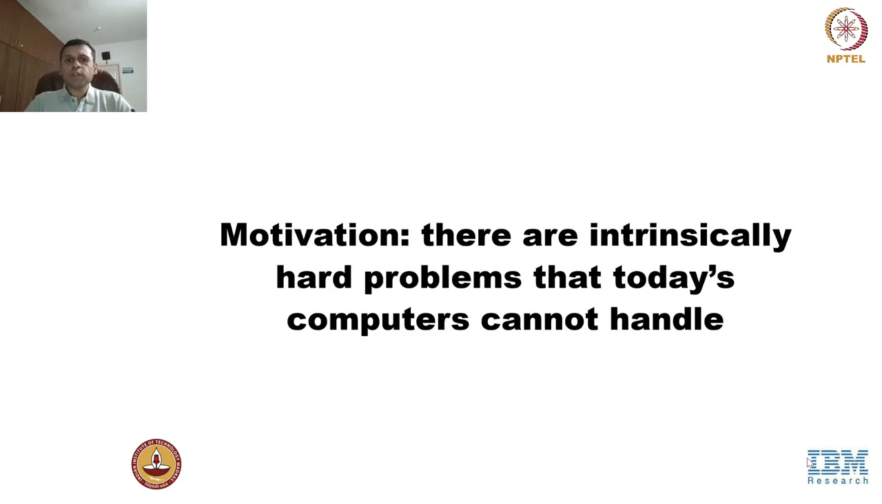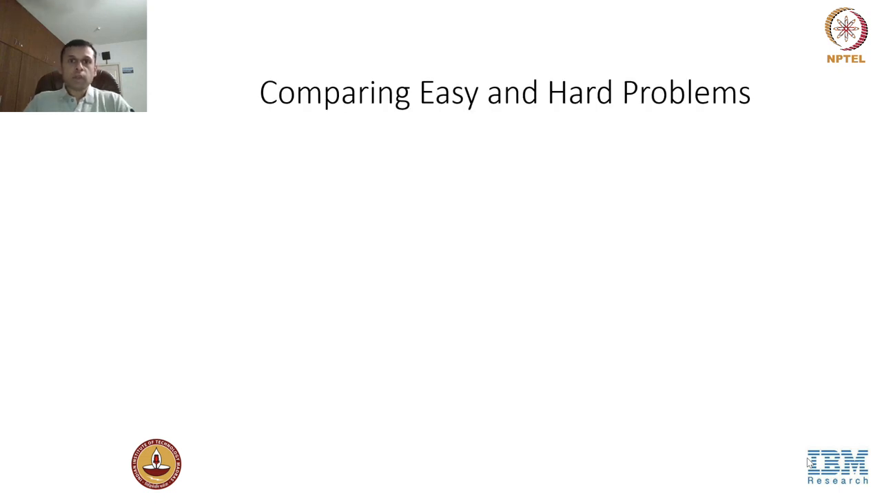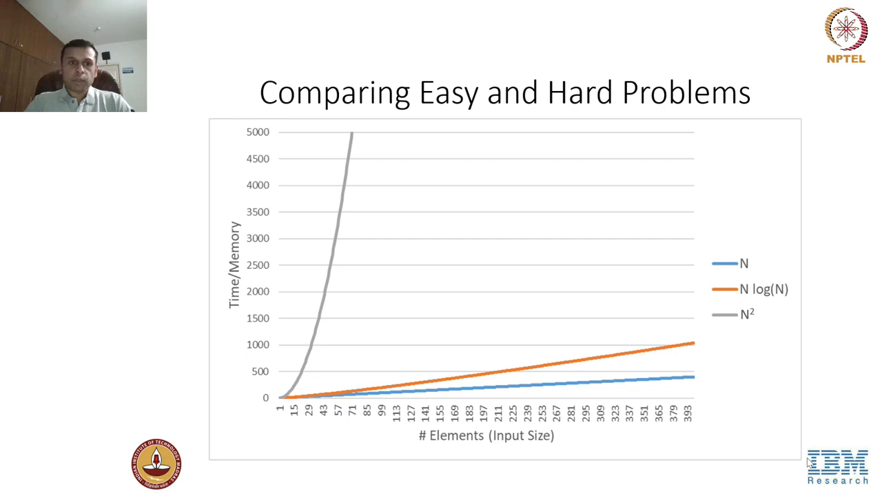Today's computers can solve a wide variety of problems, but there are certain classes of problems that are too hard even for the most powerful computers that we have today. And this is why we need quantum computing. Now, to understand this a little better, we need to understand how to compare two different problems or two different programs in terms of their hardness. So take a look at this graph.